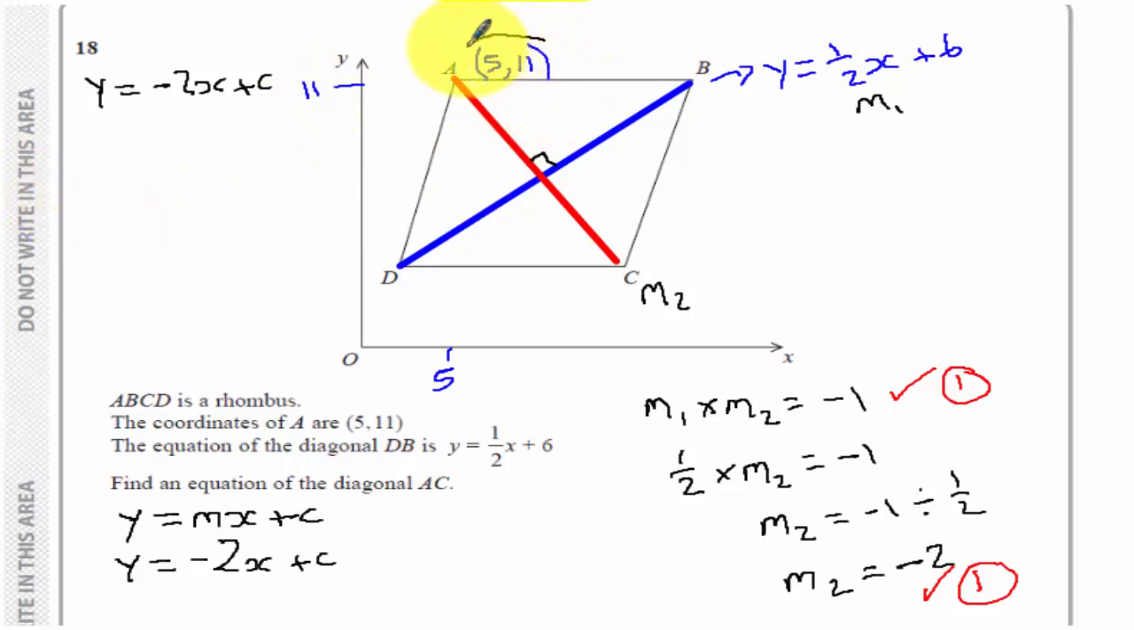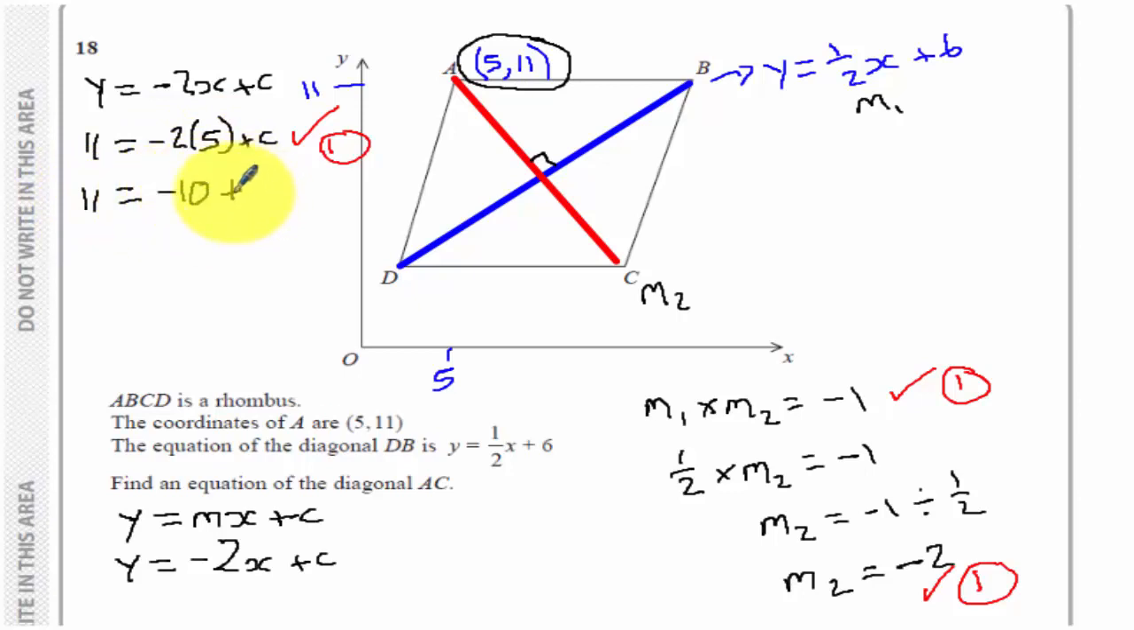And we take the coordinate we've been given, 5, 11, and substitute it in. So instead of y, I'm going to put 11. And instead of x, I'm going to put 5. And that's going to allow me to work out c. There's my third mark. So 11 minus 2 times 5 is minus 10 plus c. I want c on its own, so I'm going to add 10 to both sides. So c will be 21.